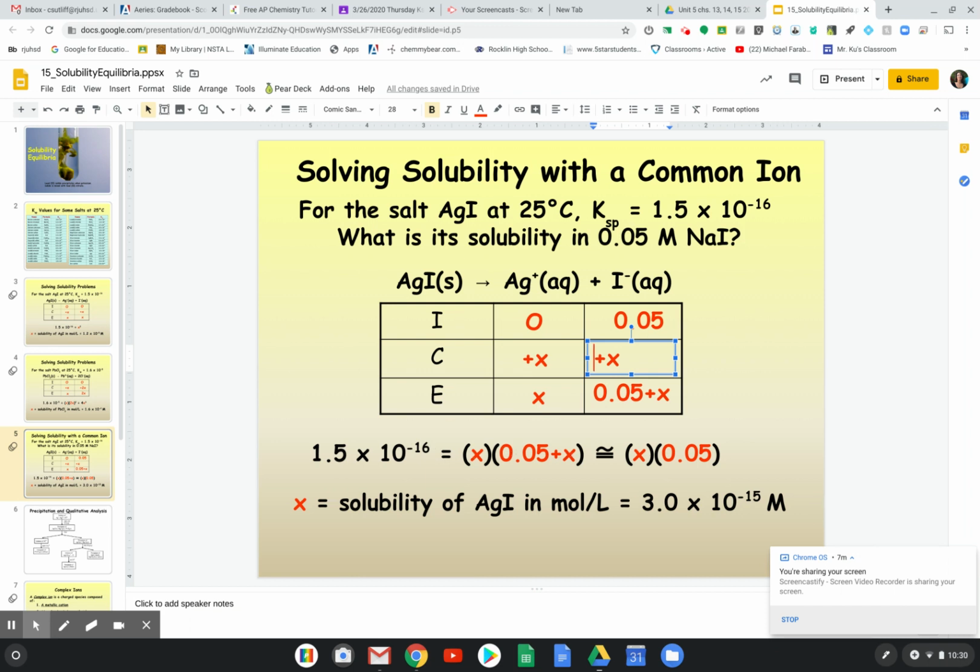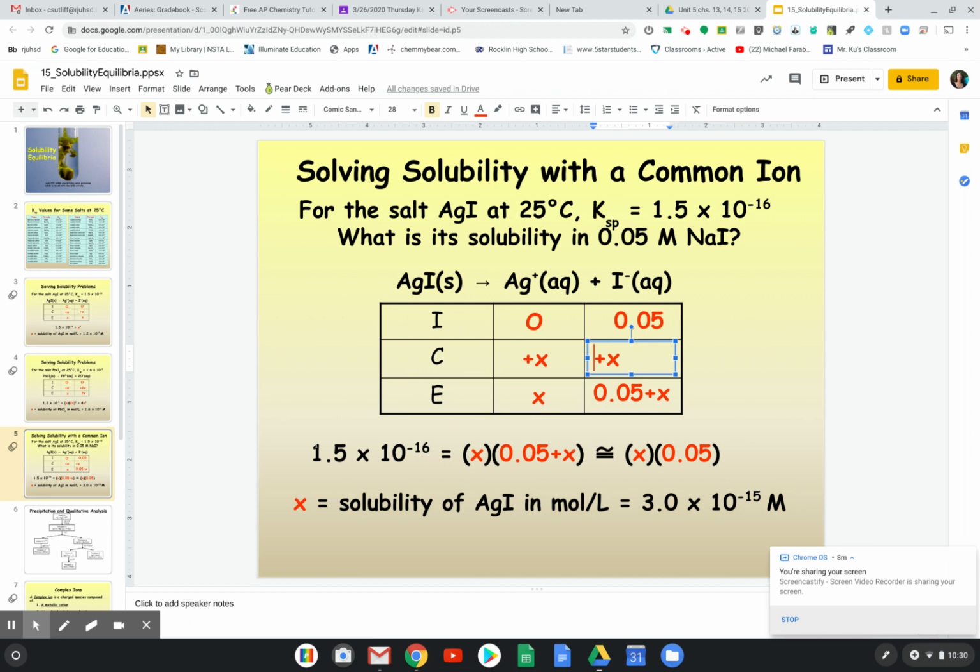Now, one of the things that you can always rely upon is that you will never have to use the quadratic equation in the AP. They always say that if the Ksp has an exponent of 10 to the negative 4 or a smaller number, which means the exponent is going to be negative 5, negative 6, etc., then you can get rid of this plus x because it's so little that it is negligible. It's like saying you have $2 million and somebody steals a penny from you. It's not going to matter.